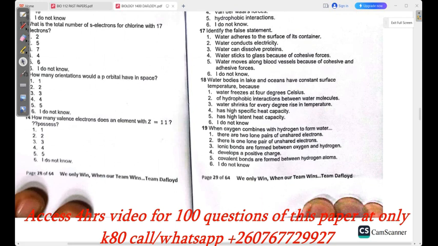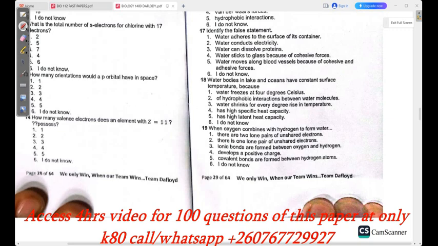18. Water bodies in a lake and oceans have constant surface temperature because, so why is it that water bodies in a lake have got constant temperature? Their temperature does not change. What property of water makes them so? This is question 18. A is saying because water freezes at 4 degrees Celsius, so not really.